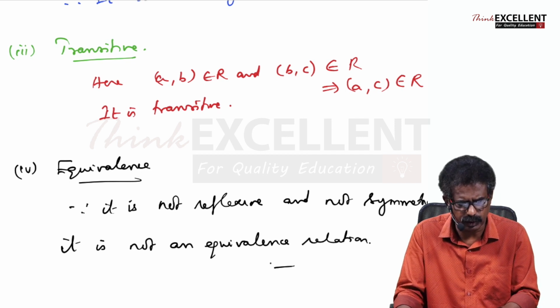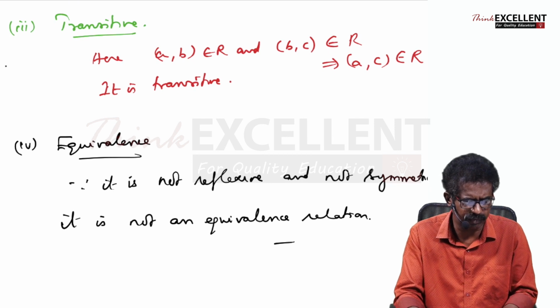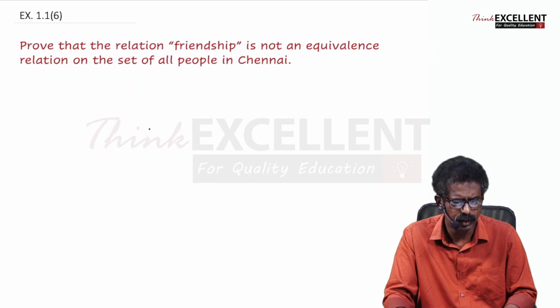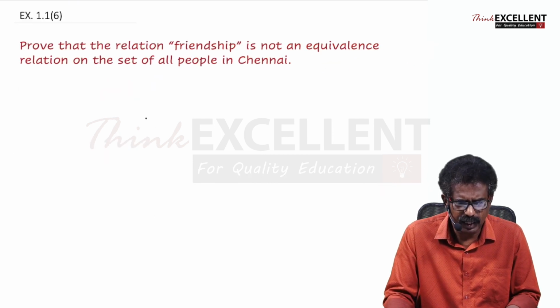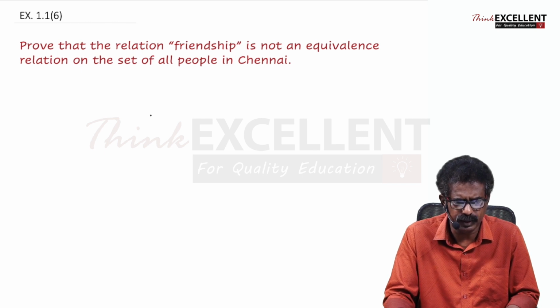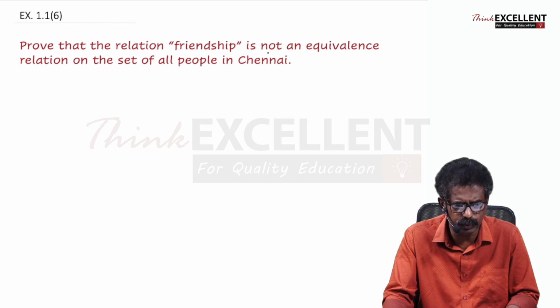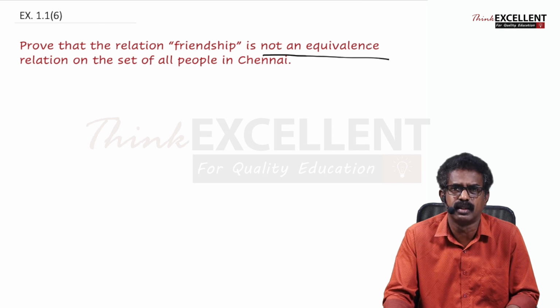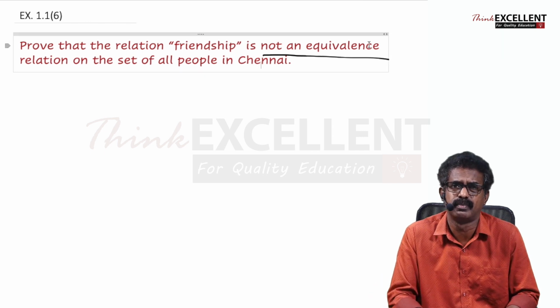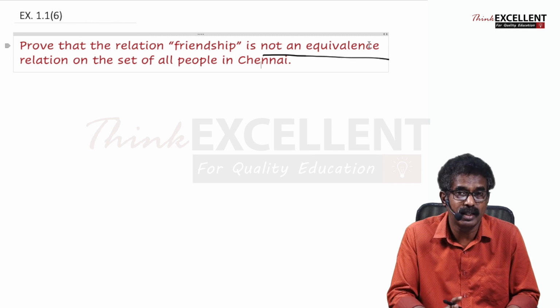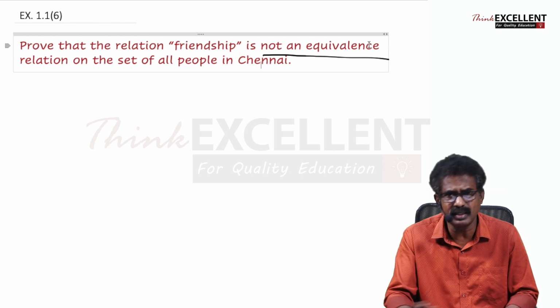So hope you understood this. Some writing work, so do it very carefully. Now go through the next question. Prove that the relation friendship is not an equivalence relation. That's all. Prove that. They didn't ask you to check. It is given: it is not an equivalence relation.